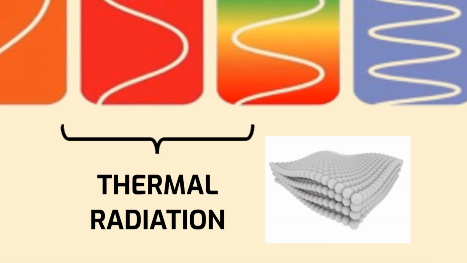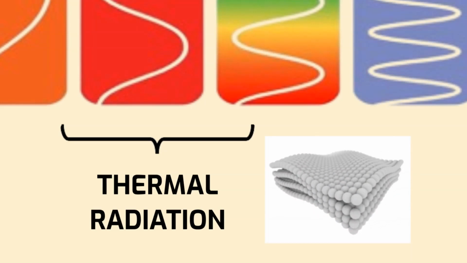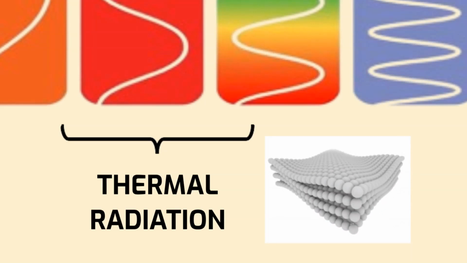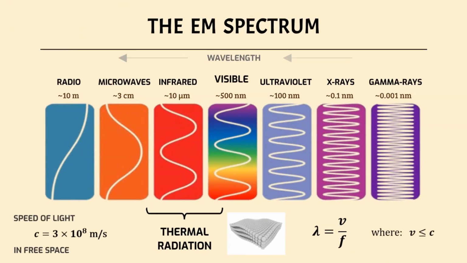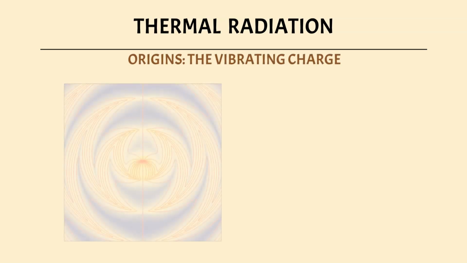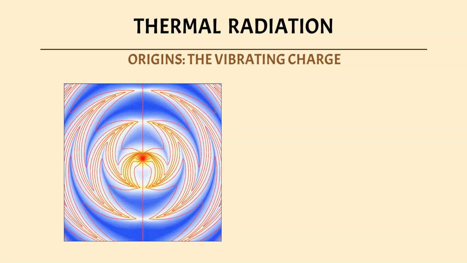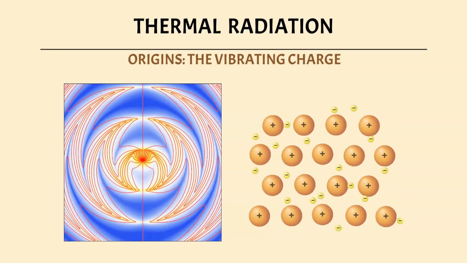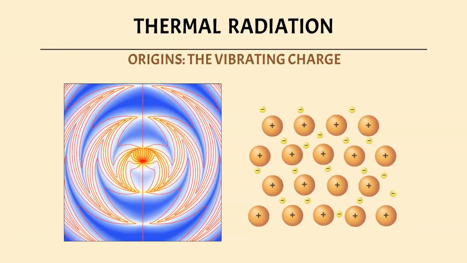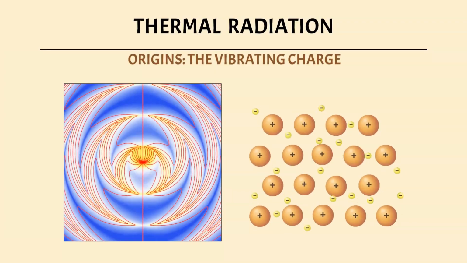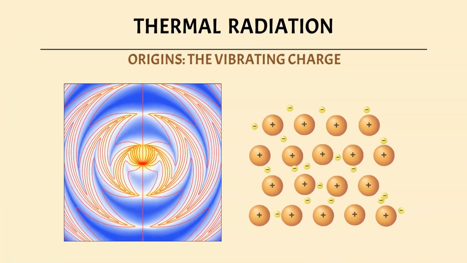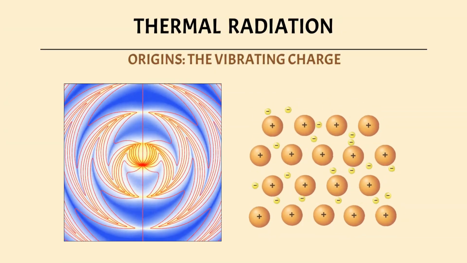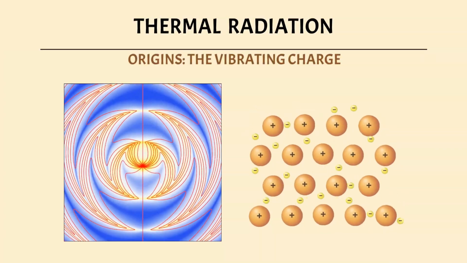It's produced by the random thermal motion of charged particles, from lattice vibrations in solids, to molecular collisions in fluids. To understand thermal radiation, we need to look at how accelerating charges emit electromagnetic waves. In solids, thermal energy sets atomic nuclei into vibrational motion around their lattice positions. In conductive materials, delocalized electrons also contribute, thanks to their high thermal agitation and mobility.